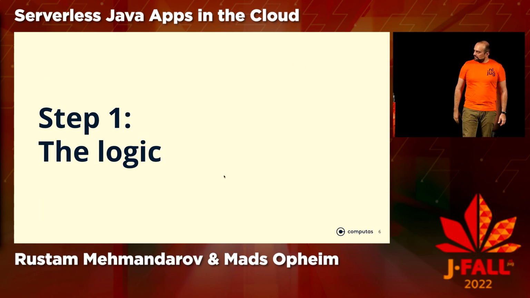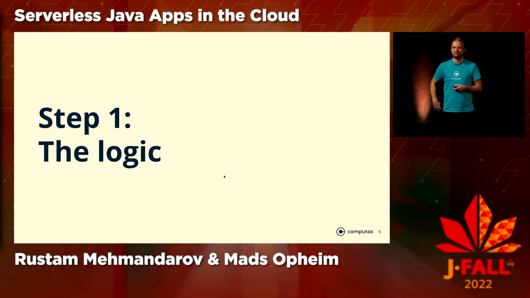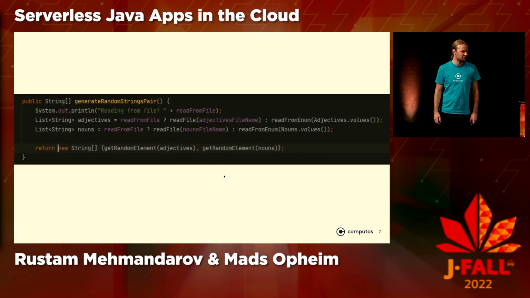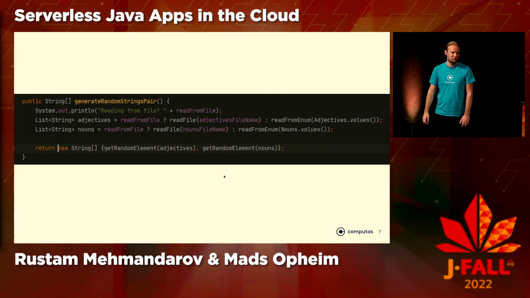Which is perfectly fine, right? So that's where you start. You start with, oh, I have an idea. I have some application, some logic I need to create, because in the end, we have something we want to present to our end users. And here's the Java code. It's a bit over-engineered with a feature flag and some printing and so on. But essentially, it's just random with a noun and an adjective.